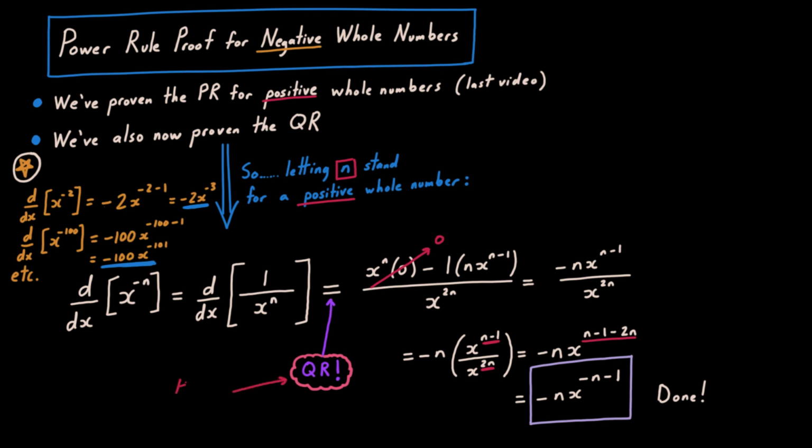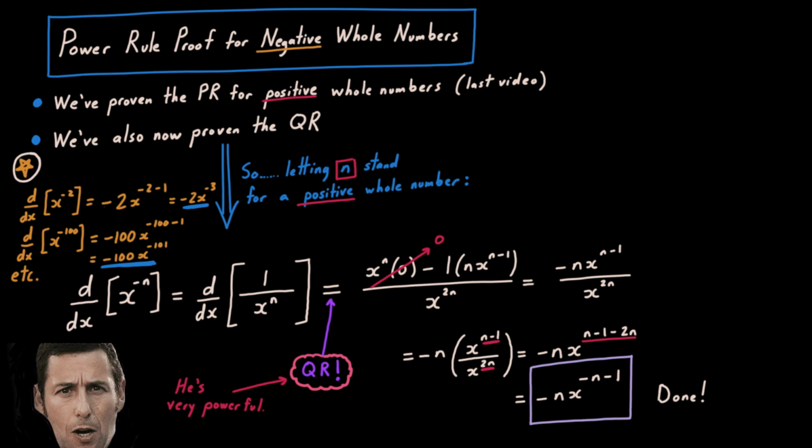And in a future video, we'll show it for all real numbers, but just to emphasize, this quotient rule, he's a very powerful guy. He gave us all the remaining trig functions, derivatives, and he's given us the other half of the power rule for whole numbers, for negative whole numbers. He's quite something, and that's why we waded through the long proofs for the product rule and the quotient rule, because they're very powerful things. The quotient rule in particular, he's quite something.